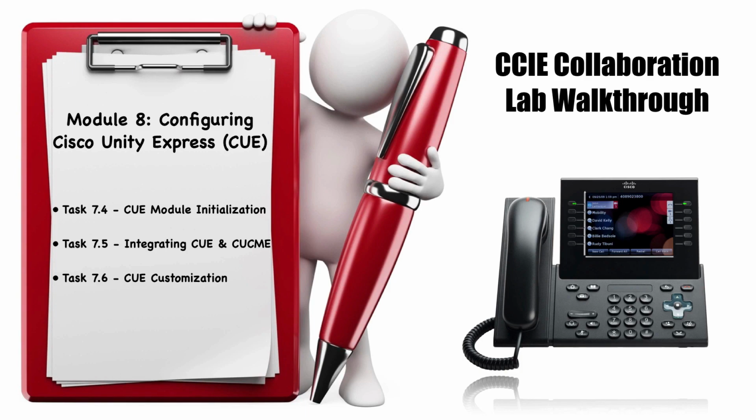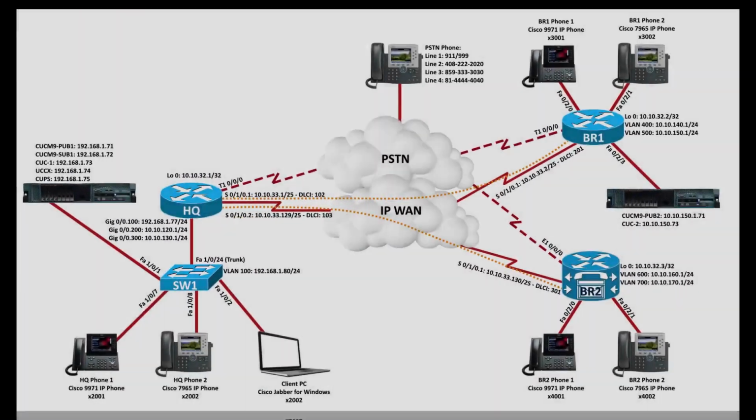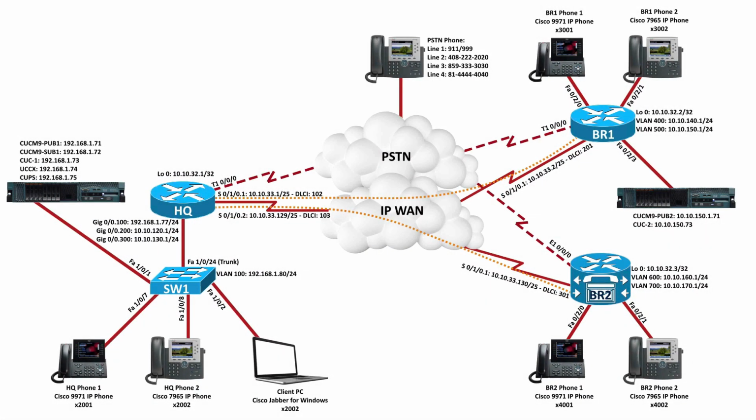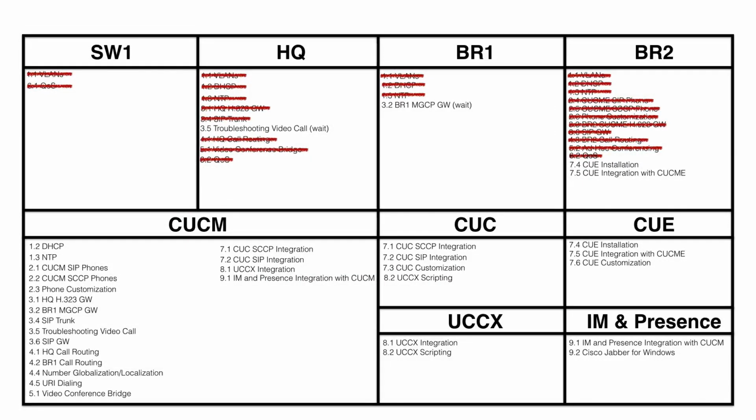Again, let's reorient ourselves in our topology. We're here on router BR2. It's a router acting as a Cisco Unified Communications Manager Express router, and installed inside of that router is a Cisco Unity Express module. And the next task that we're going to be tackling is task 7.4, which is going to involve configuration both on router BR2 and on the CUE module. Let's take a look at task 7.4.